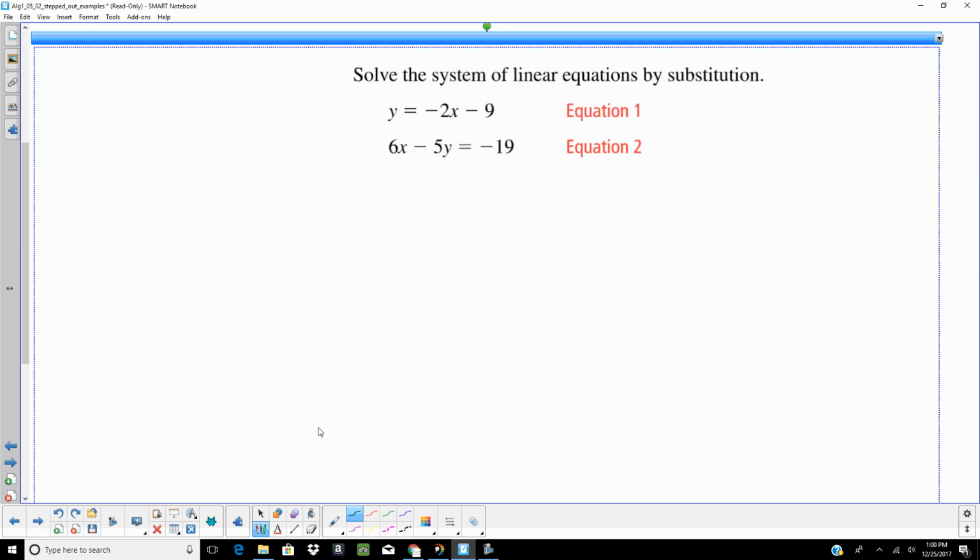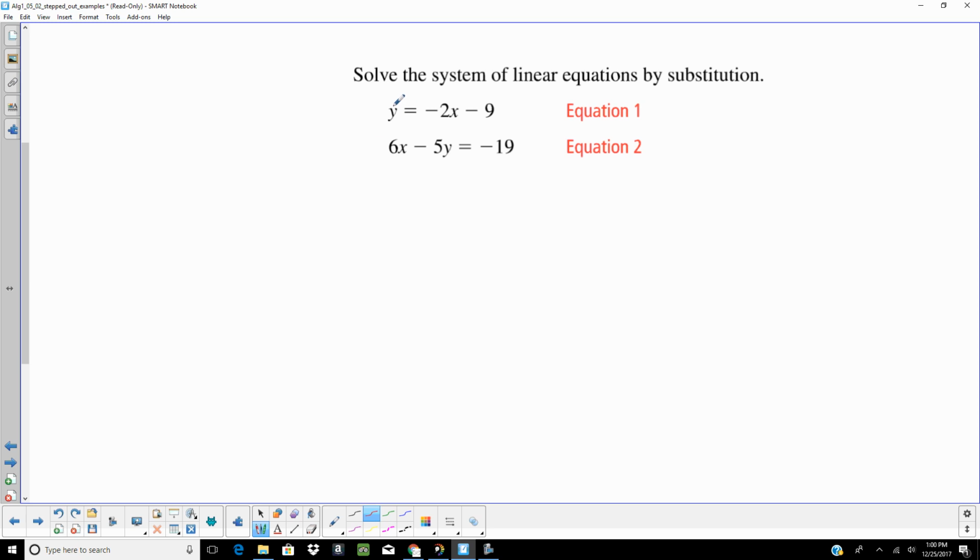So on this one, we've got y equals negative 2x minus 9 and 6x minus 5y equals negative 19. We're lucky on this one because we already have a y equals. That y is solved for. And what I'm going to do is I know y is the same thing as negative 2x minus 9. I'm going to substitute it in for this y right there into the other equation.